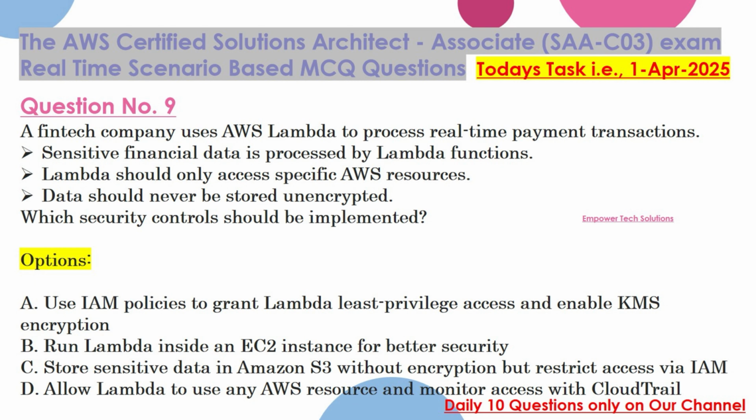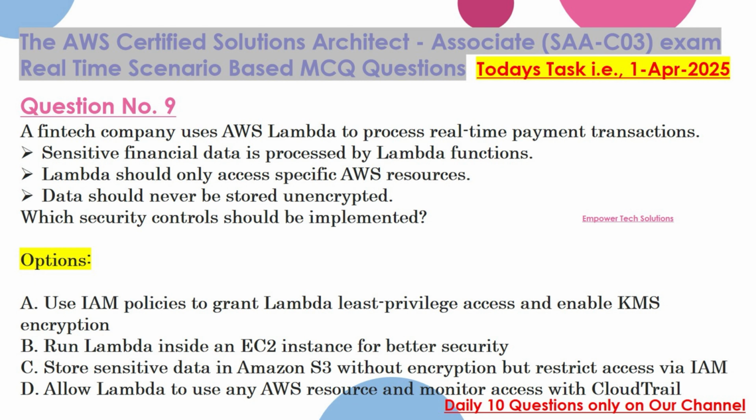Question 9. A fintech company uses AWS Lambda to process real-time payment transactions. Sensitive financial data is processed by Lambda functions. Lambda should only access specific AWS resources. Data should never be stored unencrypted. Which security controls should be implemented?